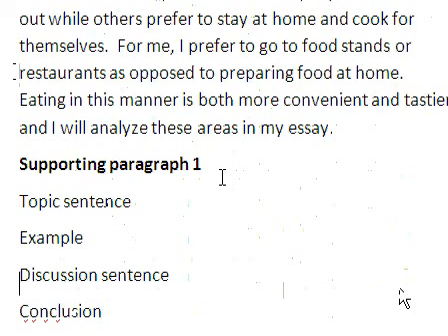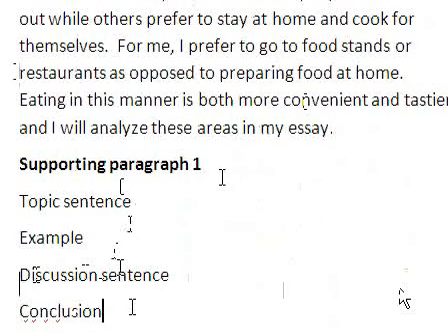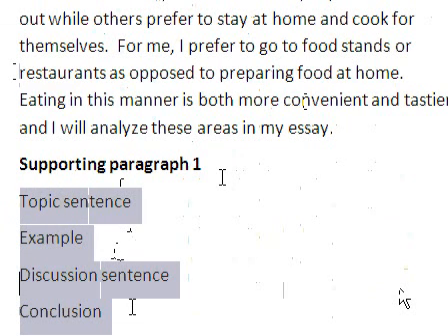Now, the way the sentences work is the topic sentence introduces the idea we're going to speak about, which is how restaurants are more convenient. The example is an example of how the restaurant is more convenient than cooking at home. The discussion sentence explains how the example proves the topic sentence. So the discussion sentence is the link between the example and the topic sentence. Finally, the conclusion links the topic sentence to the thesis. So it shows how the topic sentence proves the thesis. So it keeps the entire supporting paragraph linked to the essay.